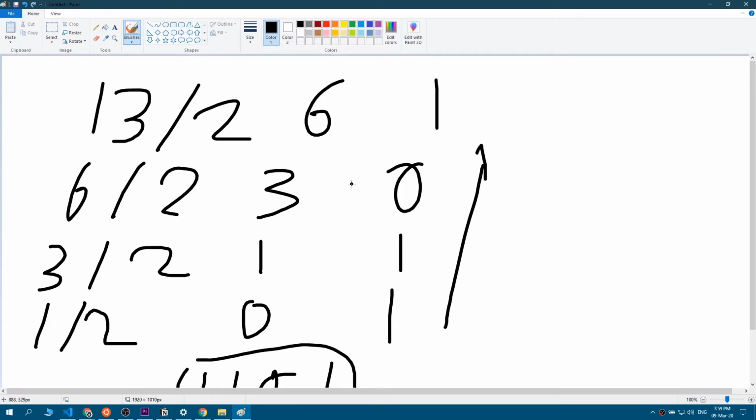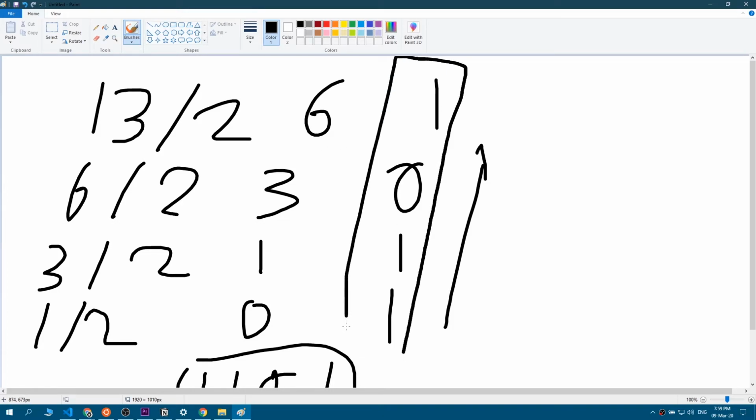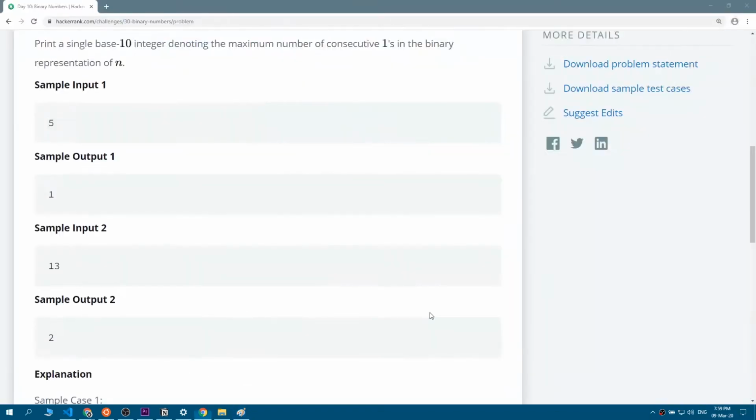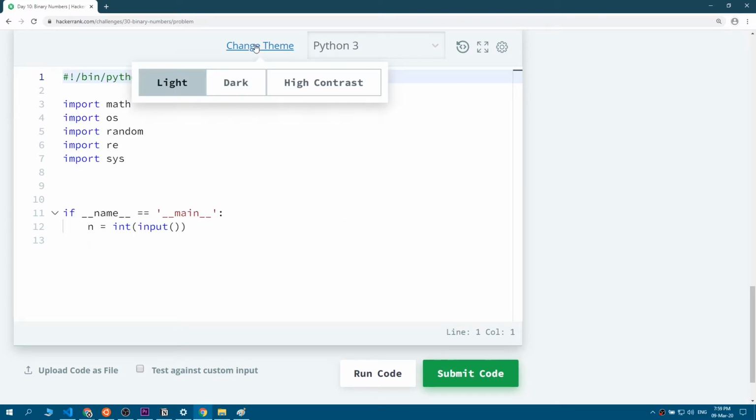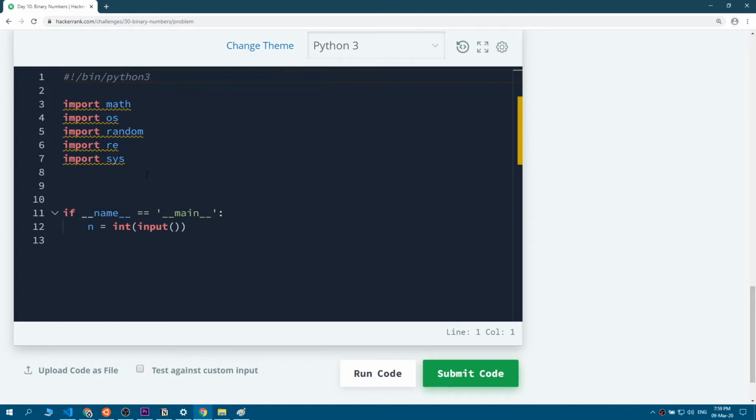So if we can make a software or make a line of code or make a script that would do this division, and as it moves it would count how many ones we are getting and store the highest amount of ones we've got so far. So let's write this in code. First we'll switch to Python, of course, change the theme to dark, and we are good to go.